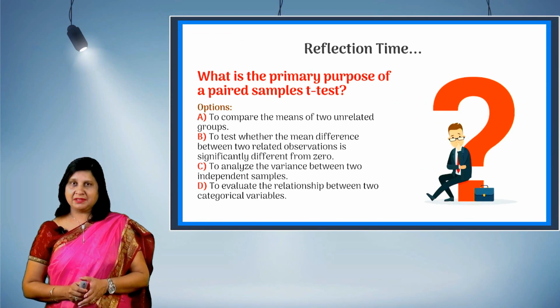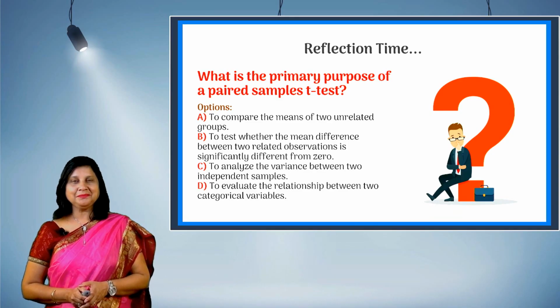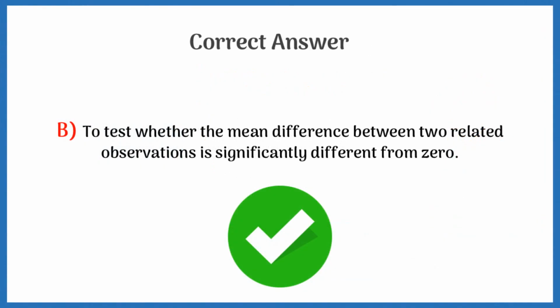Well, you can pause the video, maybe refer to your notes and then answer. The correct answer is B, to test whether the mean difference between two related observations is significantly different from 0.